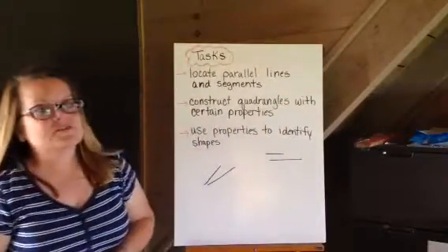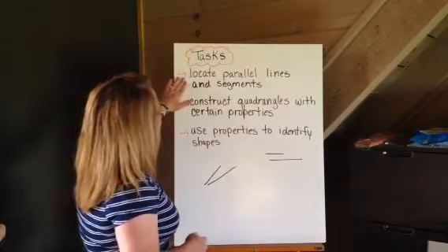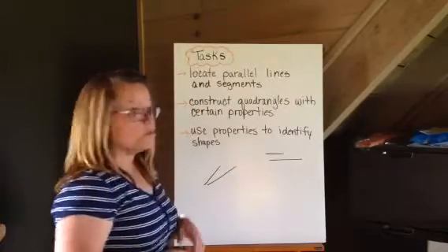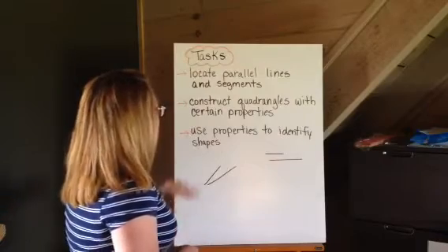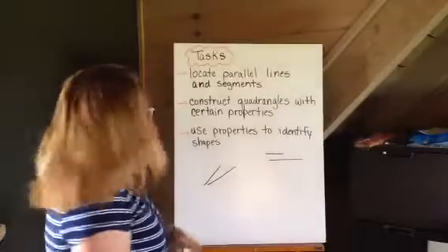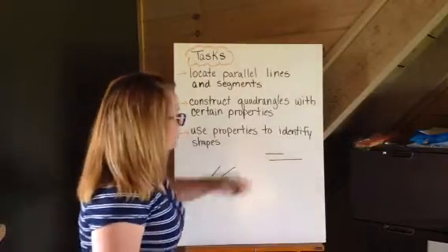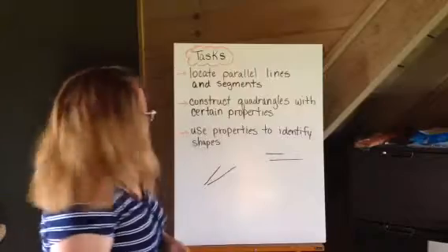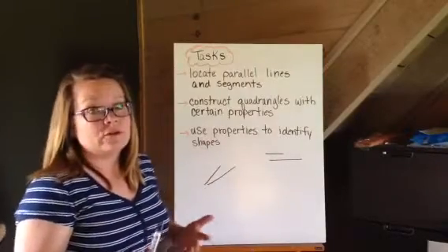Okay, so our tasks for this lesson. You're going to have to locate parallel lines and segments. You're going to have to construct quadrangles with certain properties, and you're going to use those properties to identify shapes. So you might be given some pictures that look similar to these, and how do I know if those are parallel? It kind of looks parallel, but I don't know for sure.